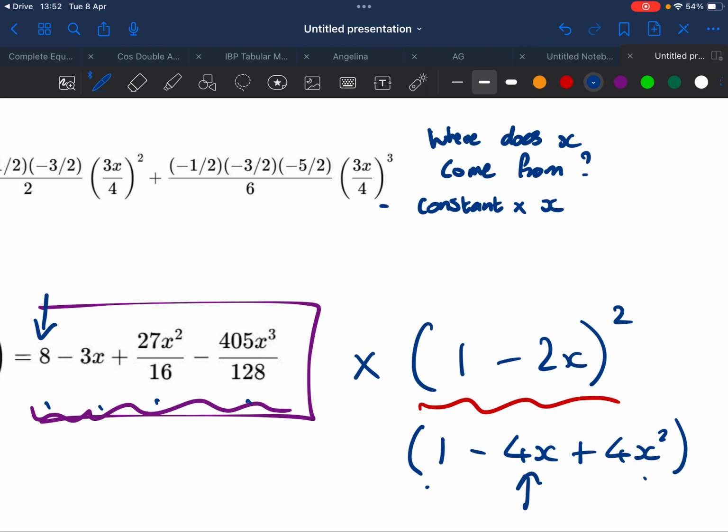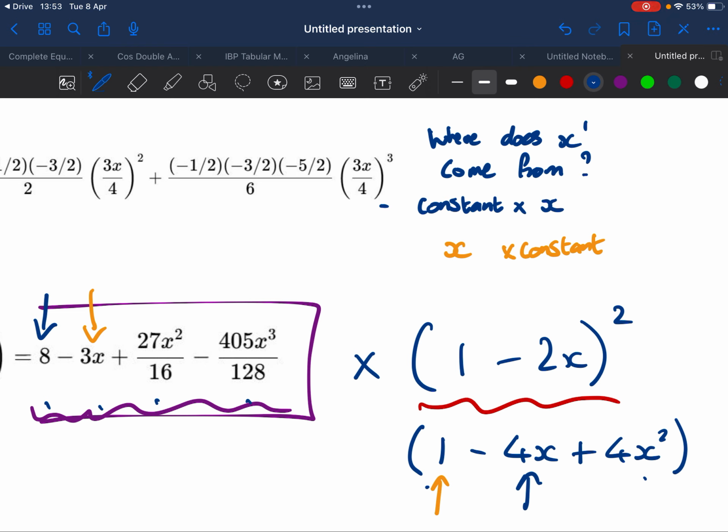So where else could I get it from? Well, I could also do my x term in the first one times my constant in the next one. So this is effectively the other way around. So x times the constant. And in some questions, there will even be 3 multiplications that give you this. But for now, we're just talking about where x to the power of 1 comes from. So we can work that out.